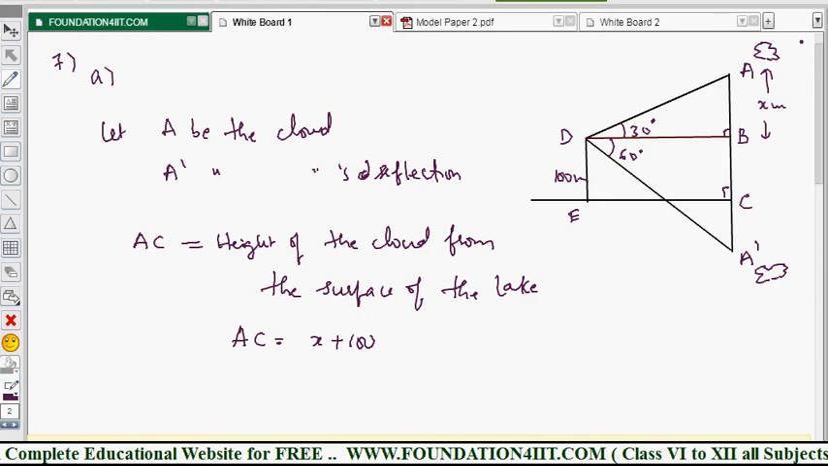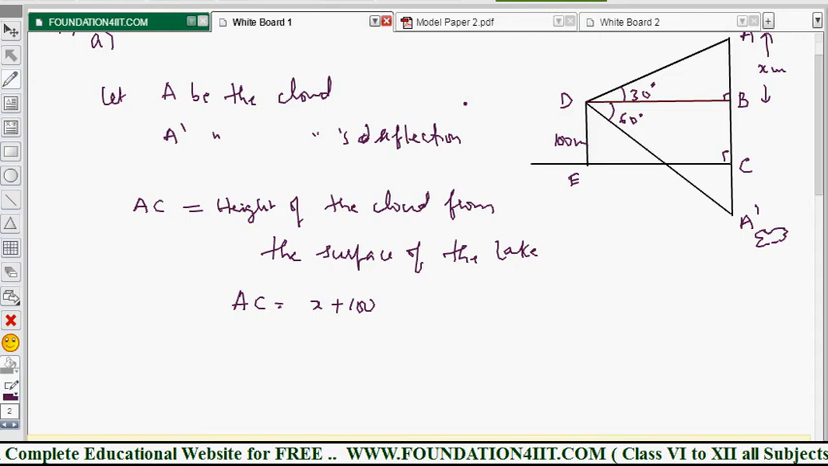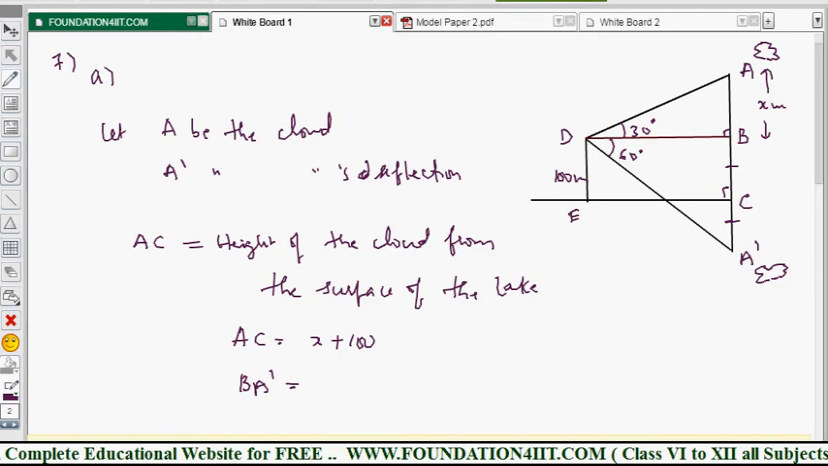Then BA dash. Whenever it is 100 above, the reflection is also 100 below. So BC and CA dash are the same. Then we can write BA dash as x plus 200, because AC is equal to CA dash. A to C is equal to CA dash, and this is the reflection.